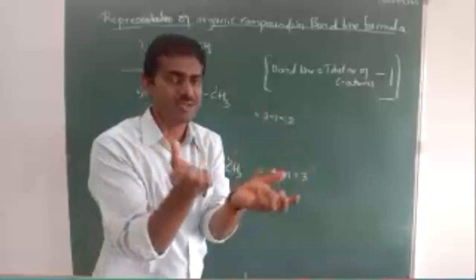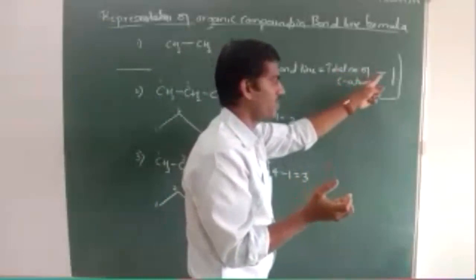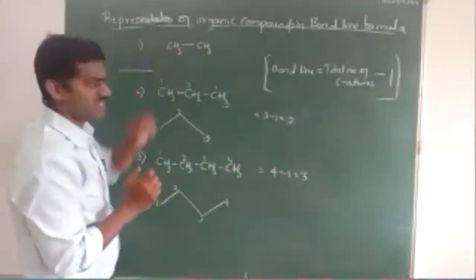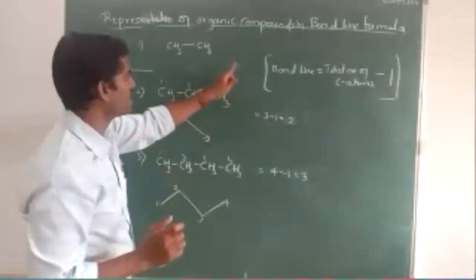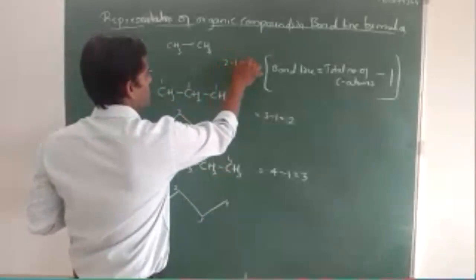Many carbon atoms are present. So that is total number of carbon atoms minus 1 we have to do. Take a simple example. The first example: how many carbon atoms are there? There are 2 carbon atoms. So 2 minus 1 is 1. So one line you have to draw like this. You can draw horizontally, vertically, nobody will ask, but you have to draw one line.